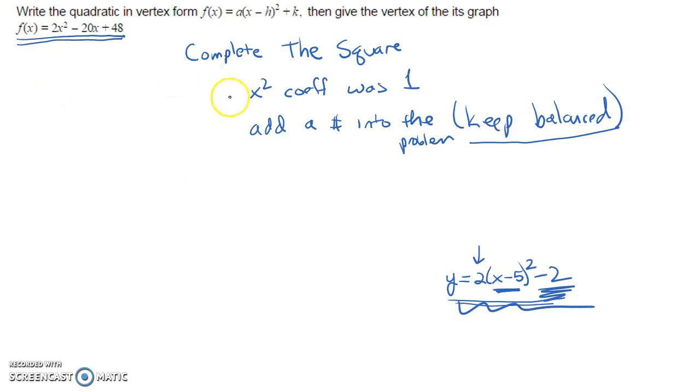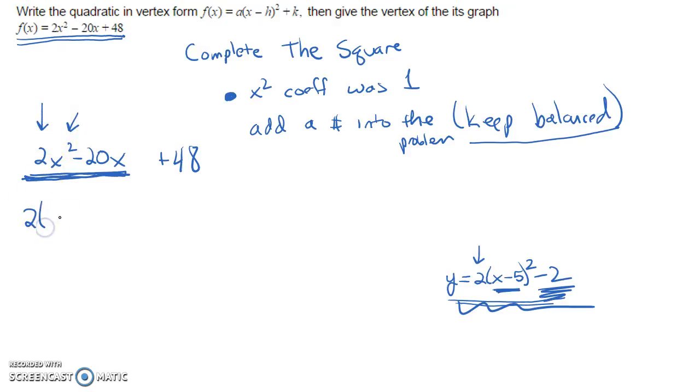So let's start with this part first. The x squared coefficient has to be 1. What I'm going to do is take this 2x squared minus 20x plus 48, and we're only actually going to focus on these first two terms. And you'll see why in a second, but the thing is, I need this x squared coefficient to equal 1, and that 2 is getting in my way. So I'm taking the 2 out, and that's going to leave me with x squared minus 10x, plus 48.